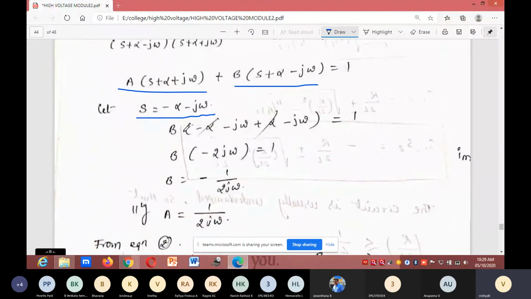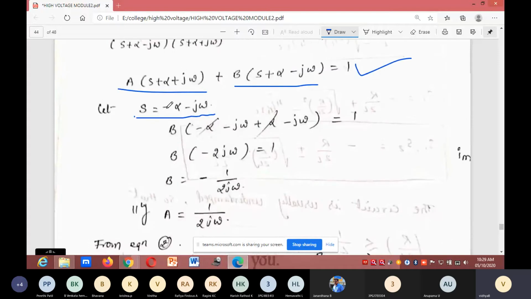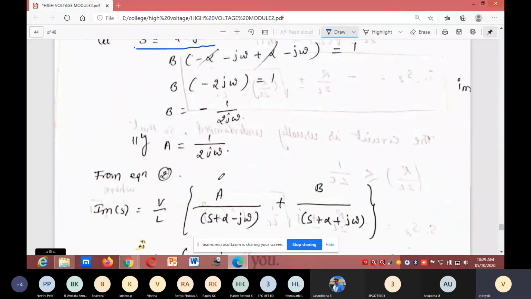Okay, B. Now substitute minus alpha minus j omega in this equation, so that B is equal to minus 1 divided by 2 j omega. Similarly, if you substitute s is equal to minus alpha plus j omega in this equation, again you will get A is equal to 1 divided by 2 j omega. From equation 2, we know the values of A and B.